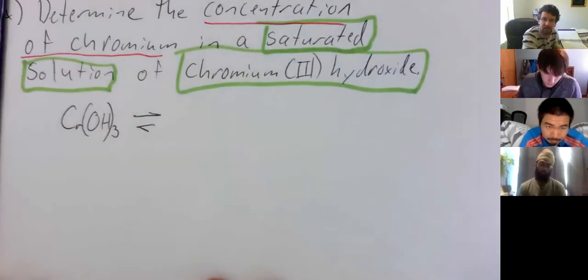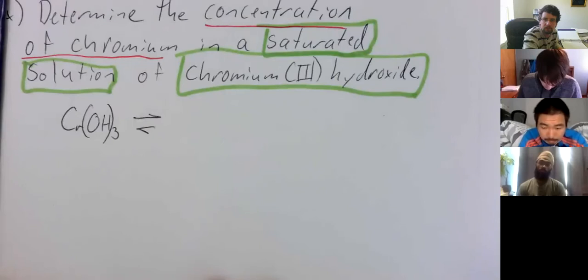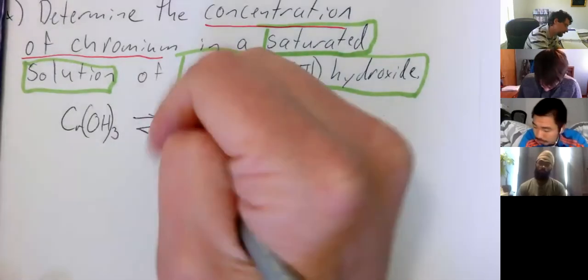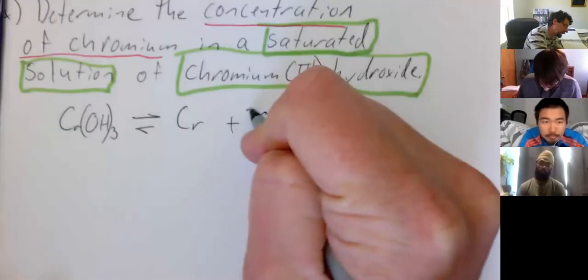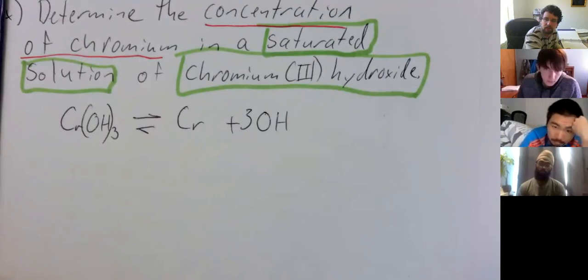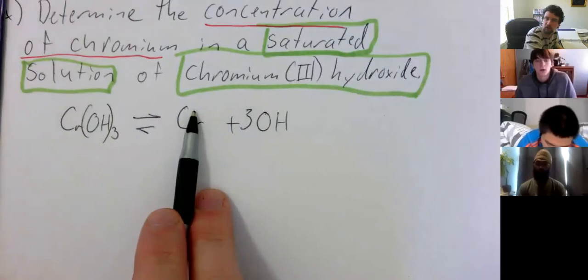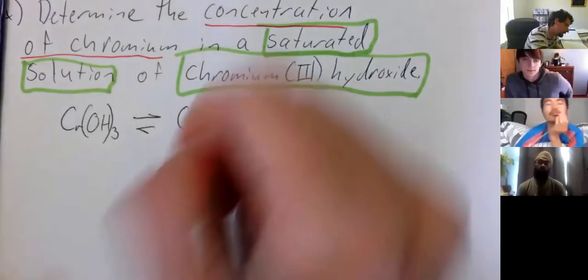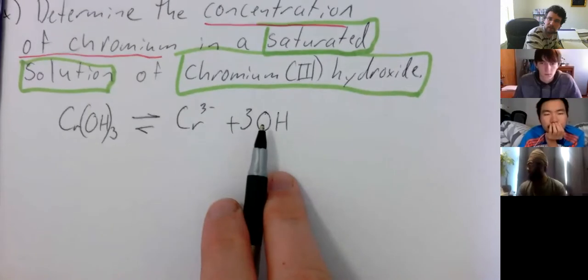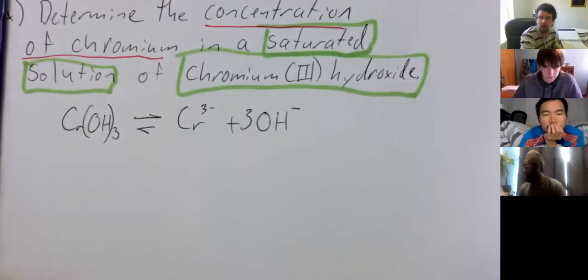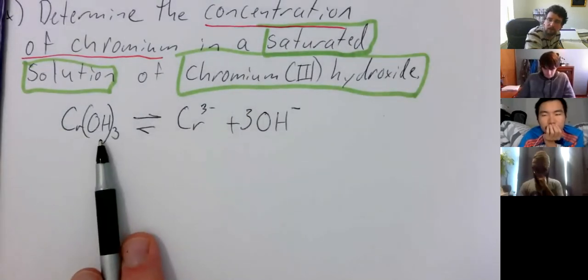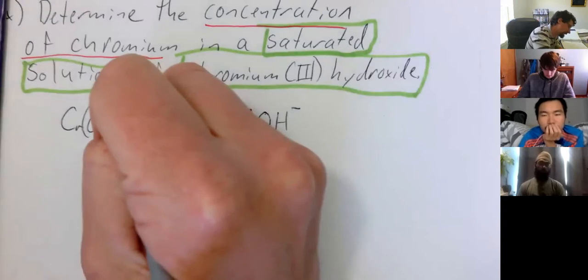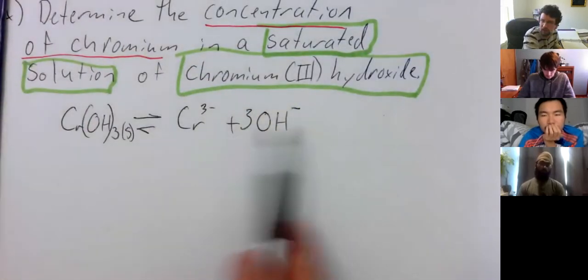So what do we need on the other side? Chromium and then hydroxide. Or 3 hydroxide, I guess. So we need 3 of these. What else do I need in here? Charges. Yep, charges. What's the charge on the chromium? +3. Yep. Hydroxide? Just minus. Yep. Now, we also need to indicate physical states. What's the physical state of this guy? Solid. Yep. And then these other two?